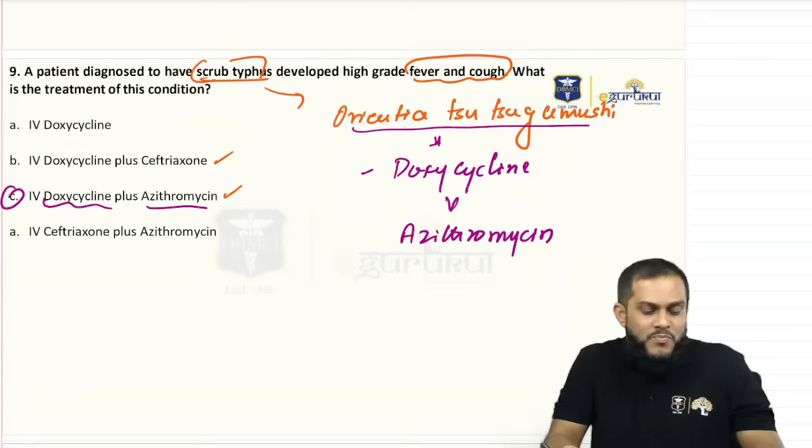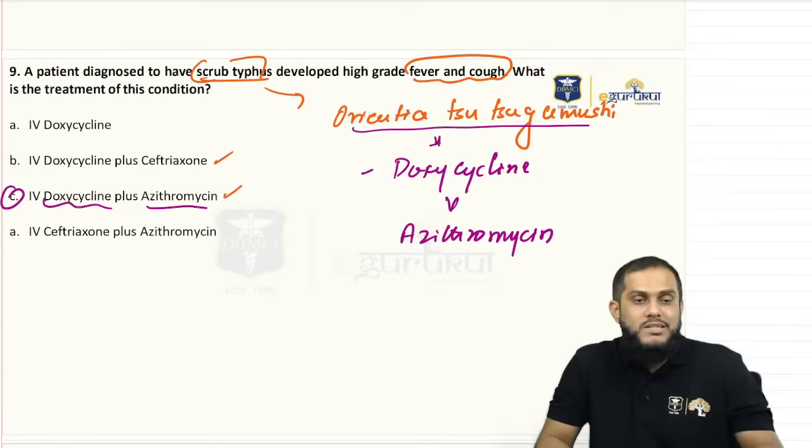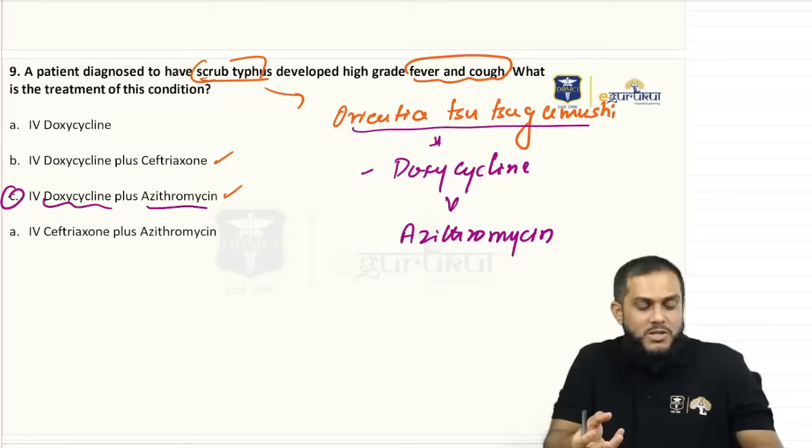Remember this. Ceftriaxone can also treat the lung manifestations, but there is no need for ceftriaxone here. Two IV drugs are not needed because it is just a mild lung manifestation. And second, azithromycin is preferred because it also helps in treating scrub typhus. So doxycycline plus azithromycin is a better combination to treat a scrub typhus patient who developed lung manifestations.